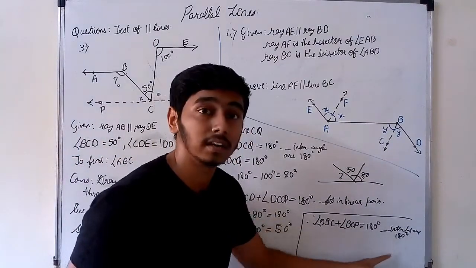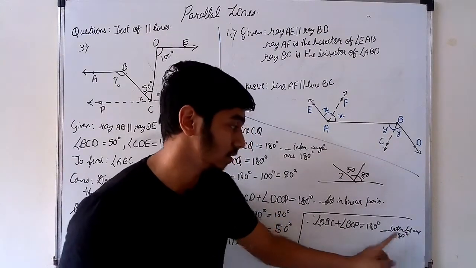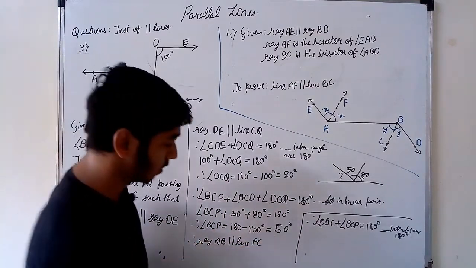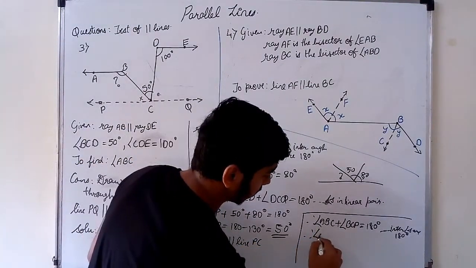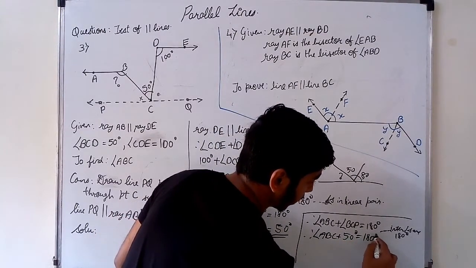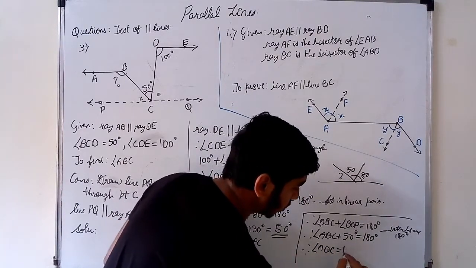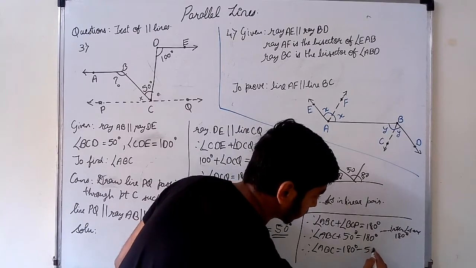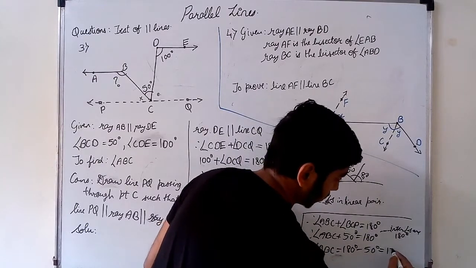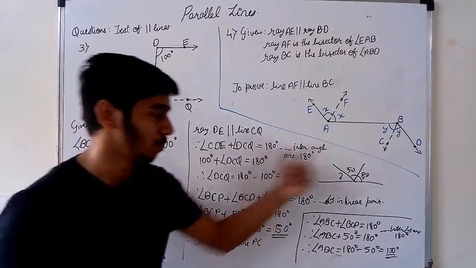Therefore we'll write that interior angles are supplementary. I think this is not looking clear to you, so make sure that you write it properly. Now ABC we have to find, so BCP here is 50 degrees, correct? Therefore angle ABC plus 50 degrees equal to 180 degrees. Therefore angle ABC is equal to 180 minus 50, which is 130. Okay, I hope you have understood this.